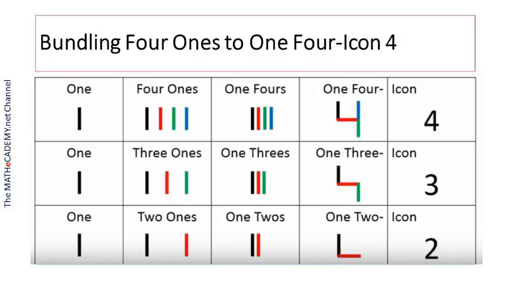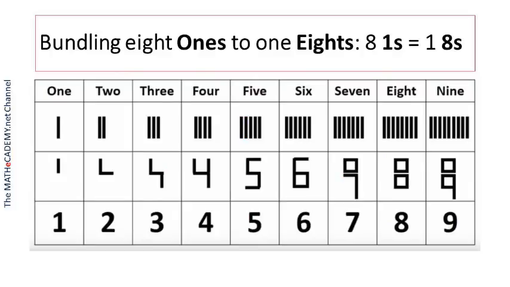Likewise with 2 sticks. And a bundle of 5 sticks can be rearranged into a 5 icon, with 5 strokes. In this way we create icons until the number 10, that has no icon.